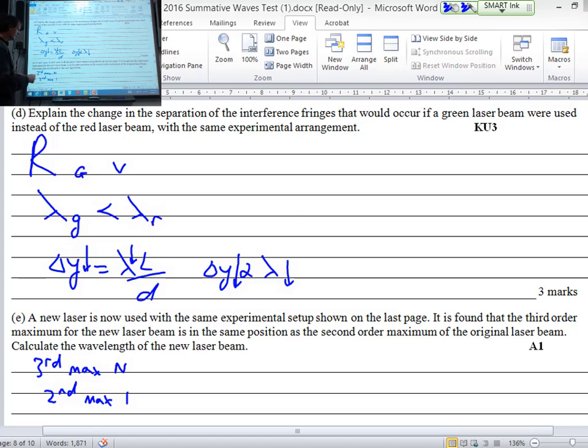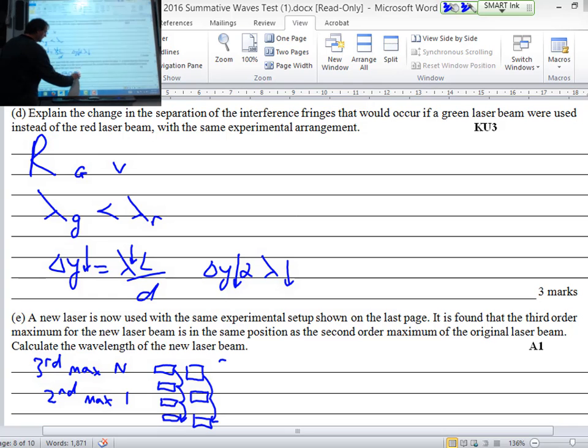So it's important to realise here that you've got a 3rd order maximum going like that for the fringe separations here. There's the 3rd order maximum there, 1, 2, 3. And that's coinciding with the 2nd order maximum of another one. So that's going to be a bit fatter, it's going to be like that. The 2nd order one's matching up. So what we've got here is a 3rd order fringe separation for the new one, that we don't know, equaling the 2nd order position for the known one that we actually knew to start with.